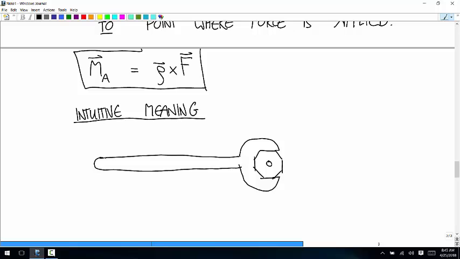So if you apply a downward force at the middle like this, you have less of a chance of making it turn, even applying the same amount of force as if you come all the way out here and apply the force. That's why the wrenches that plumbers use are like this long. They're huge. It's so that they can apply the force a long way from there.